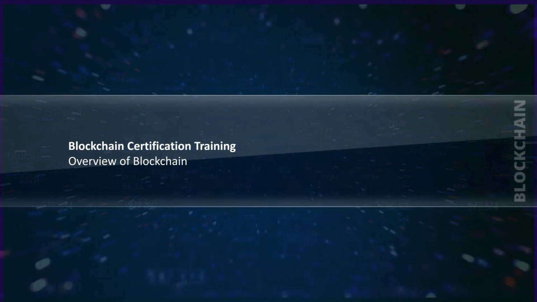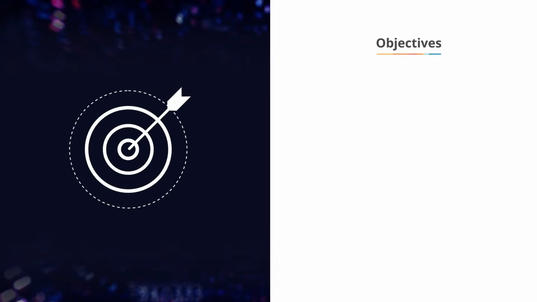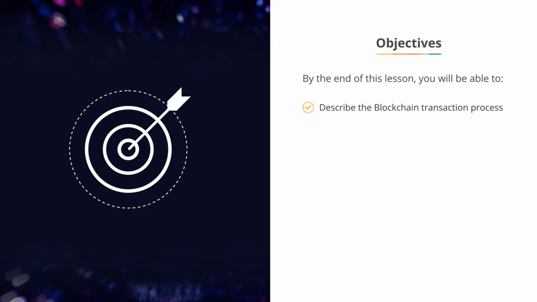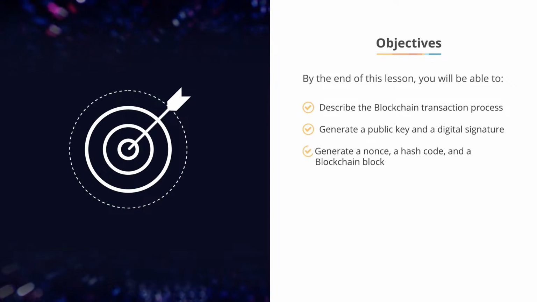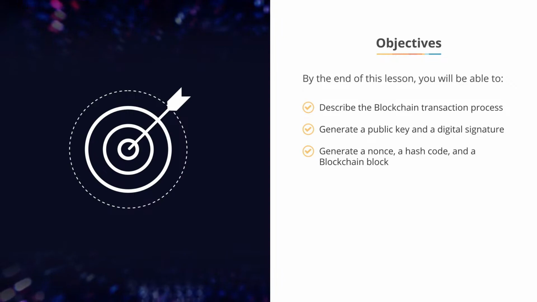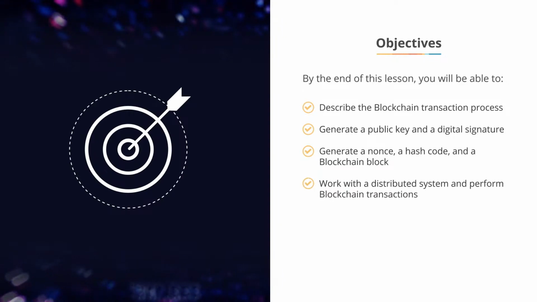Overview of blockchain. Let's have a look at objectives of this lesson. By the end of this lesson, you will be able to describe the blockchain transaction process, generate a public key and a digital signature, generate a nonce, a hash code, and a blockchain block, and work with a distributed system and perform blockchain transactions.